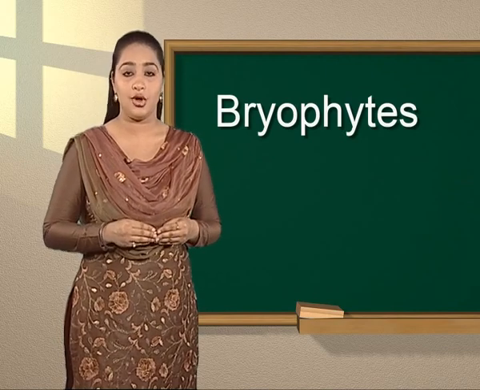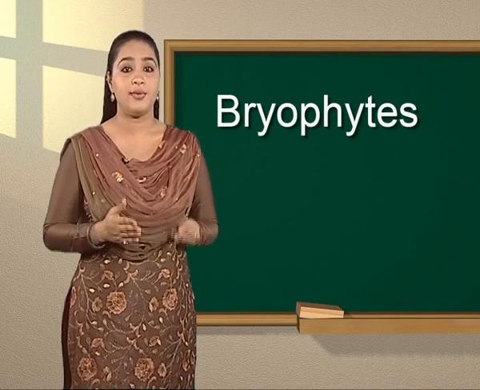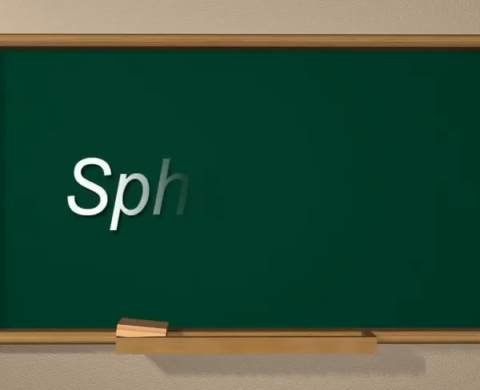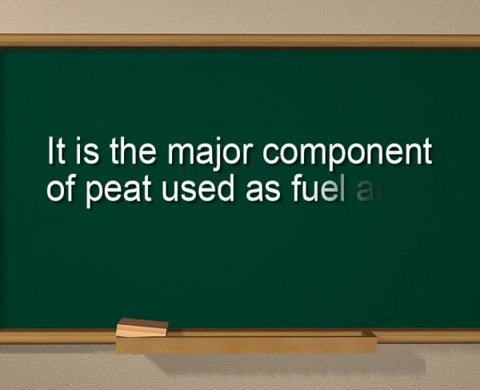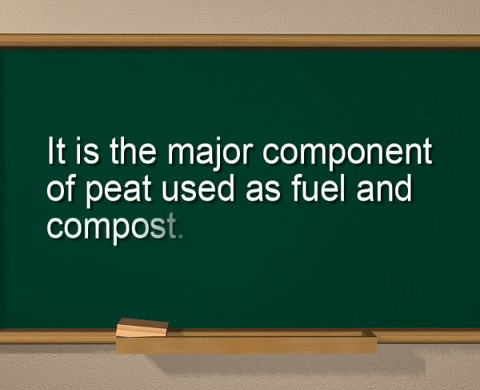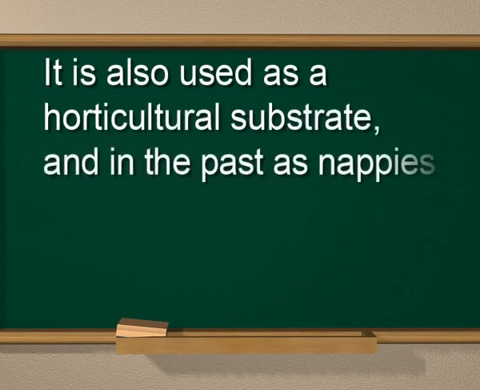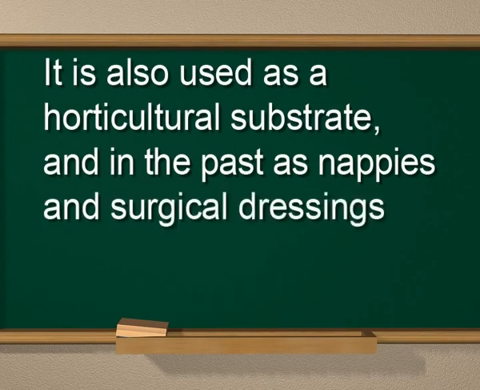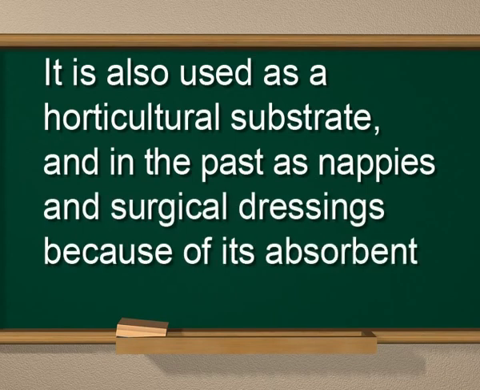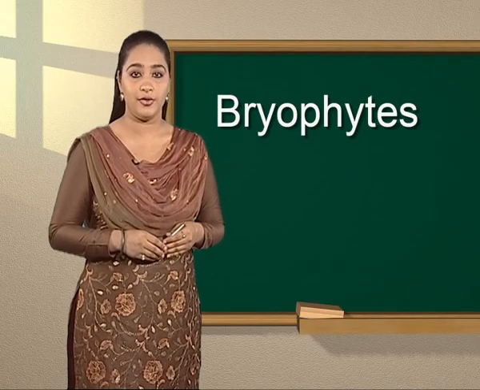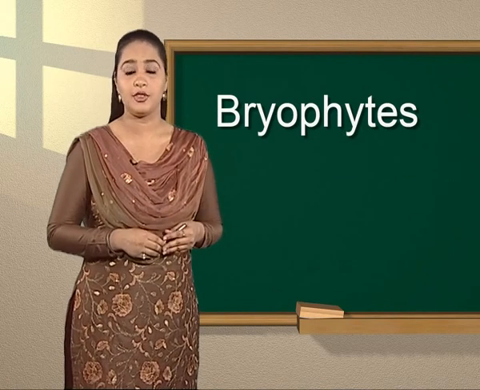My next question to all of you is, give the economic importance of sphagnum. And the answer of this question is, sphagnum in particular has many uses. It is the major component of peat used as fuel and compost. It is also used as a horticultural substrate and in the past as nappies and surgical dressings because of its absorbent and antiseptic properties.